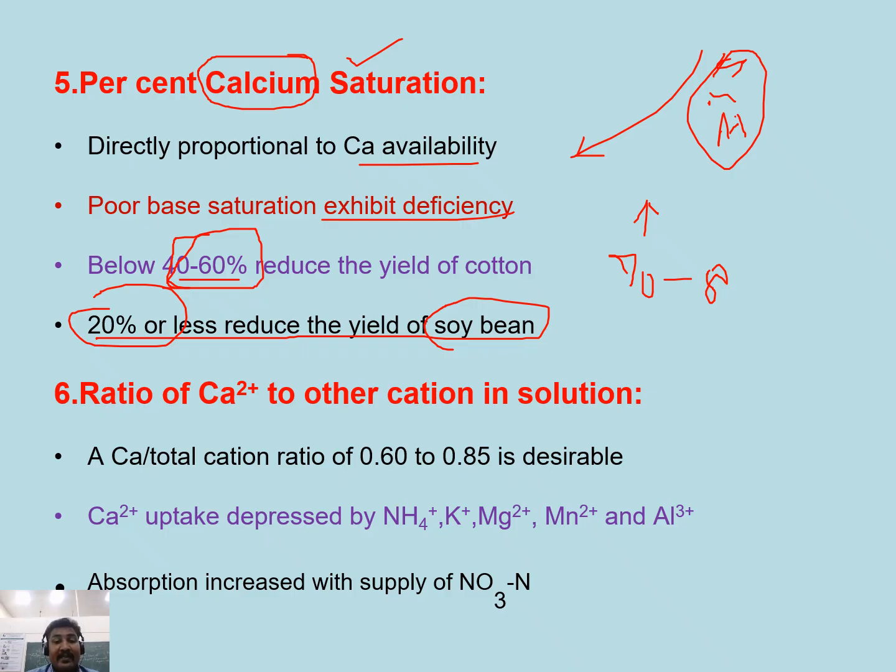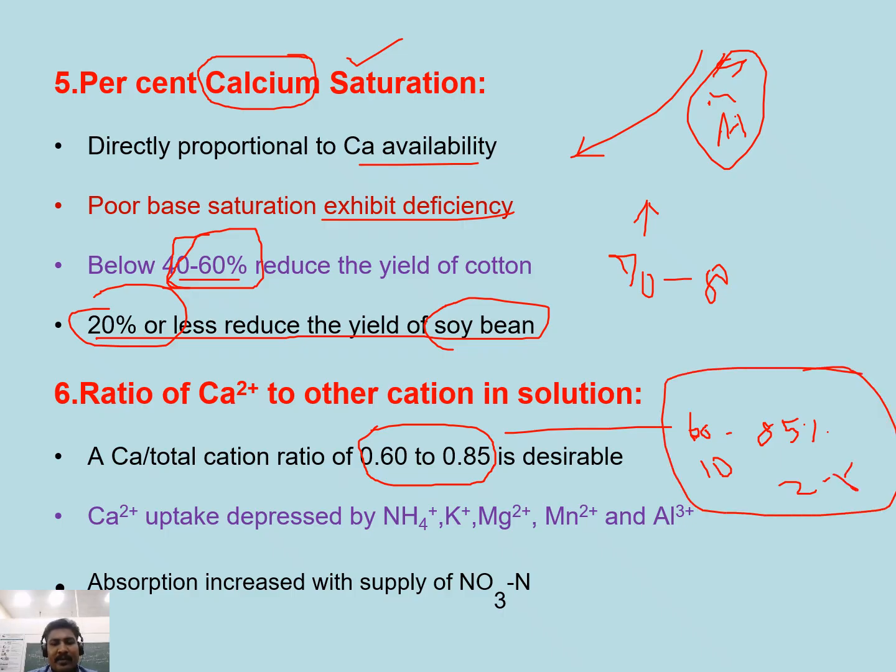Next is the ratio of calcium to other cations in solution. The same way we discussed, this is 0.6 to 0.8, meaning 60 to 85% of calcium alone should be present compared to other ions like magnesium, potassium, and sodium. So with 60 to 85% calcium, at least 10% magnesium should be there, 2 to 5% potassium, and the remaining sodium. This is the order of the ratio of calcium that should be there.